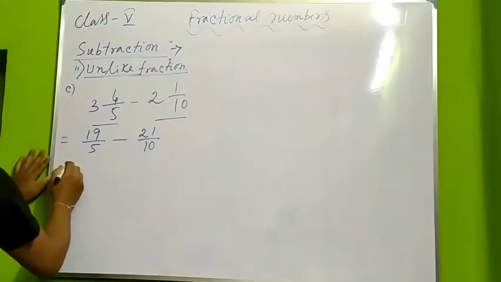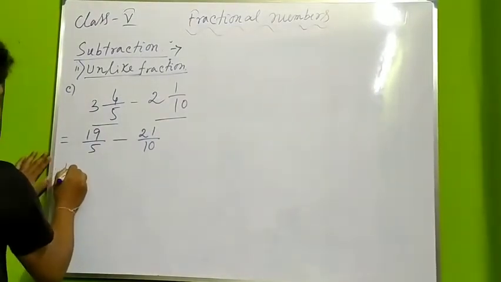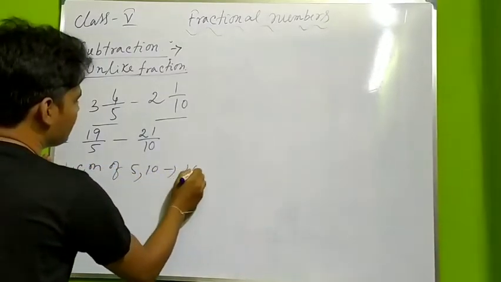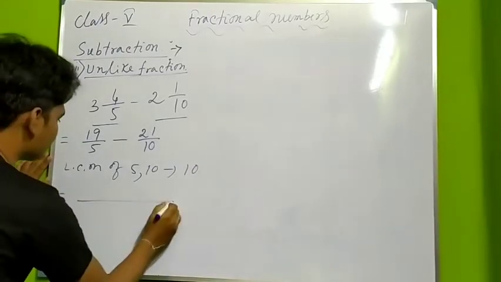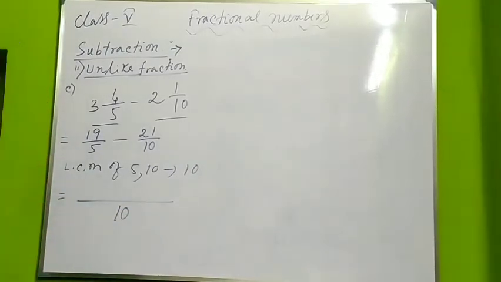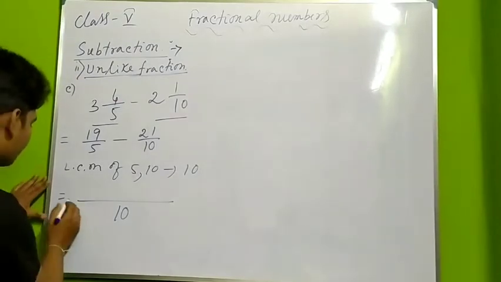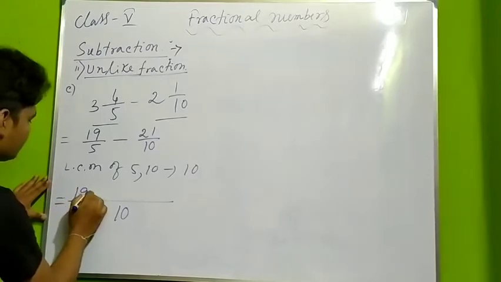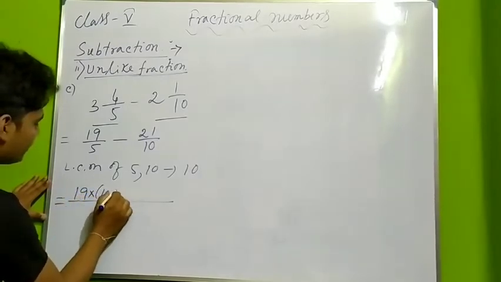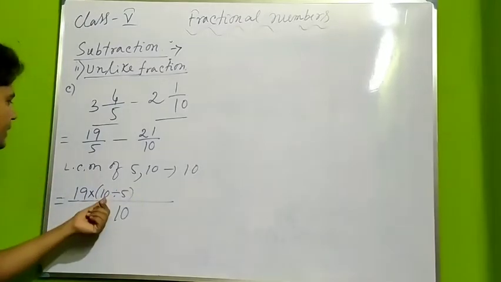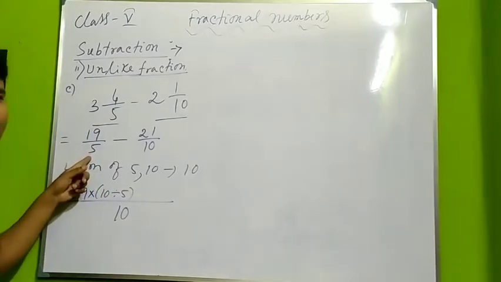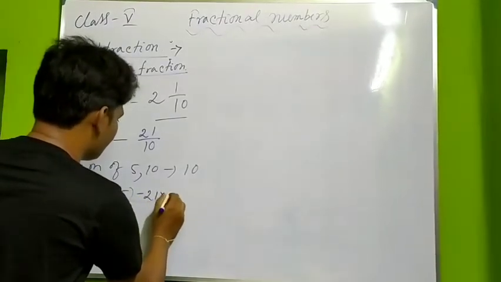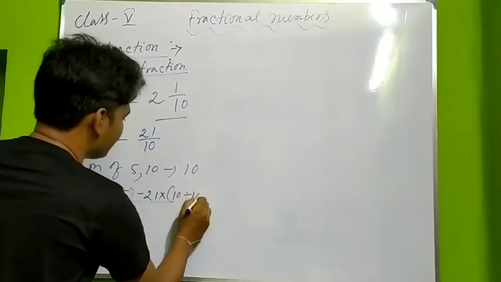So what to do? At first you take the LCM. The LCM of 5 and 10 is 10. Then you write down this 10 here as the denominator. Now what to do here? 19 into 10 divided by 5. 10 is the LCM and 5 is the denominator of the first fraction. Okay. Minus 21 multiplied by 10 divided by 10.